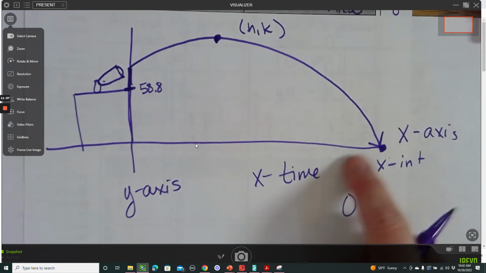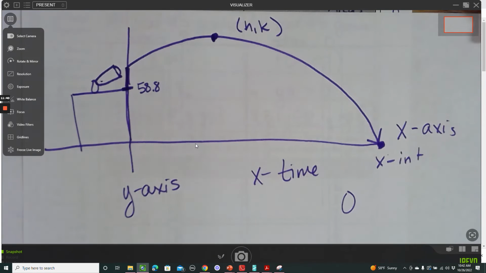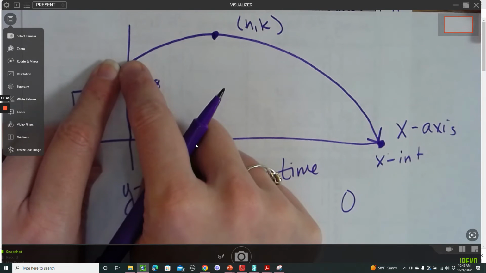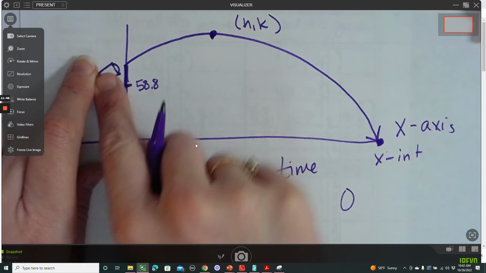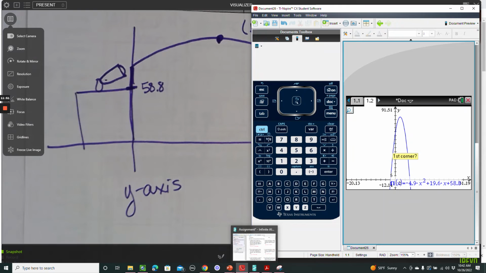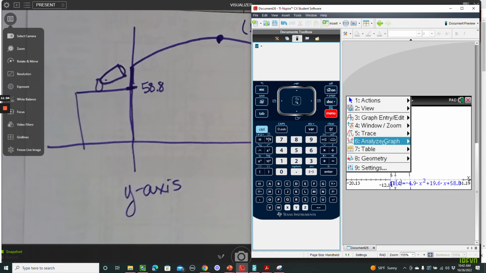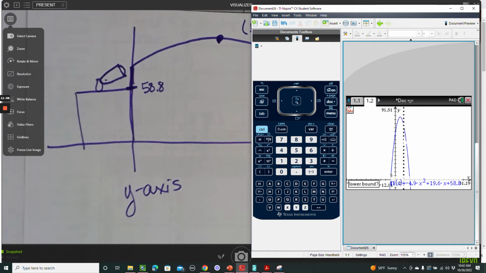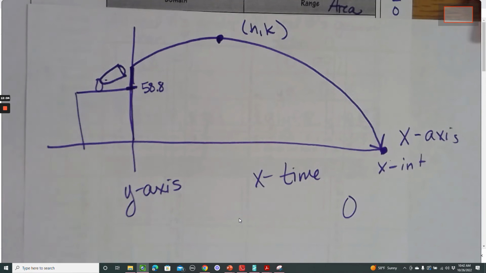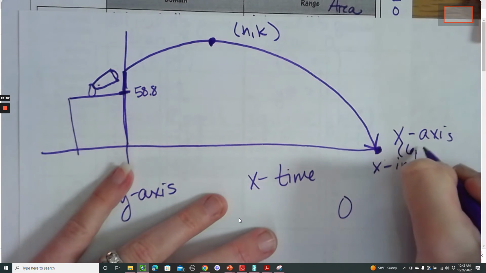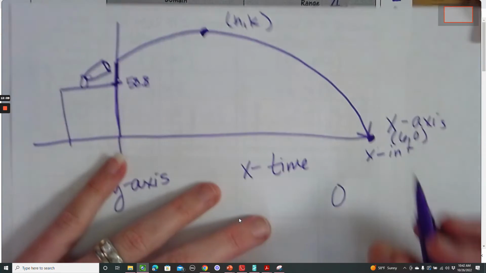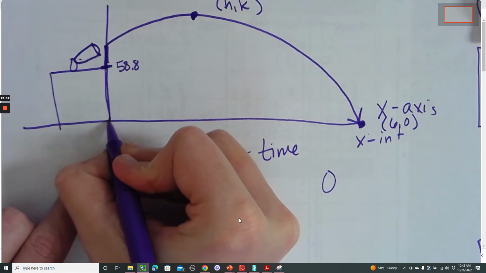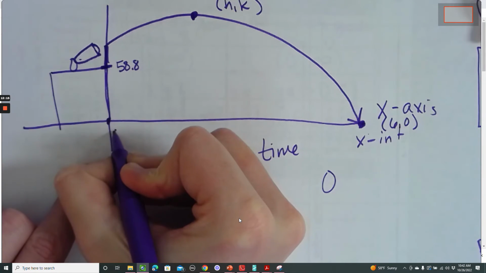So what should I look for? I need to look for the x-intercept. So I know my first value is 0. The time starts at 0. The time stops when this bad boy hits the ground. So on the graph, I can do menu, analyze, 0, and I want this far x-intercept. So that far intercept is 6, 0. So right here, that point is 6, 0. This point here is 0, 0.